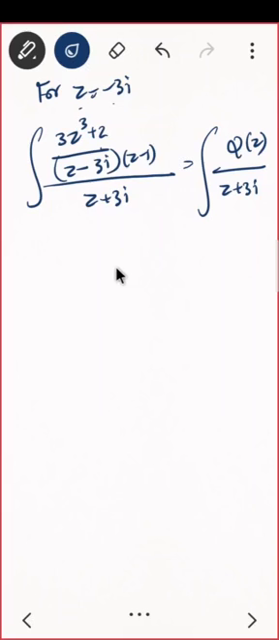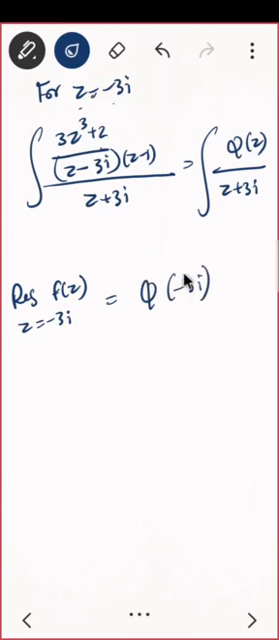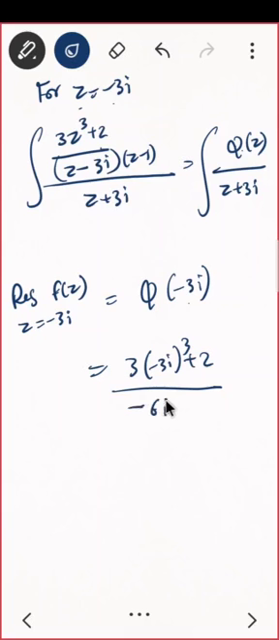So what will you say now? The residue of f of z at z equal to minus 3i will be phi of minus 3i. Make sure I am talking about this phi, and here this is my phi. So you just have to put minus 3i. So 3 into minus 3i, the whole cubed, plus 2, upon this is 3i minus 3i minus 3i, so that will be minus 6i into minus 3i minus 1. You just have to calculate it properly, that's it. These are not a problem for you.